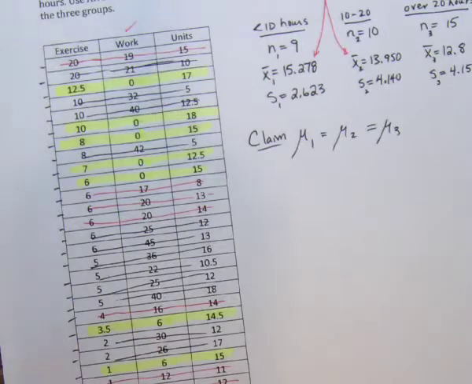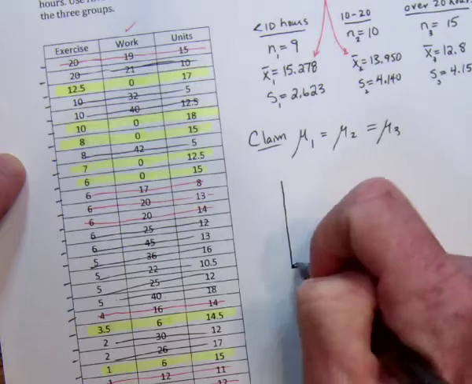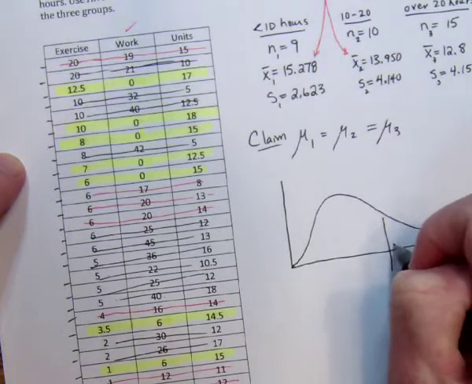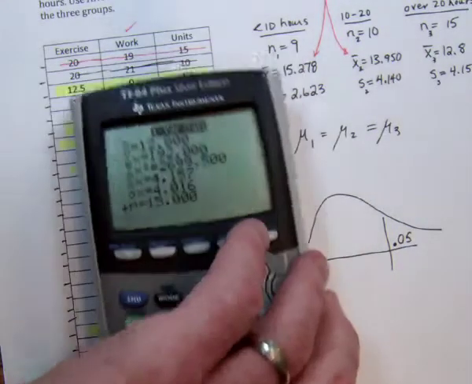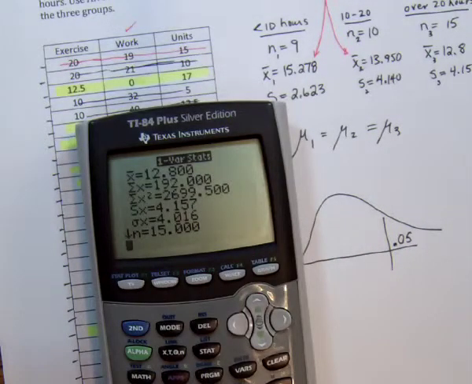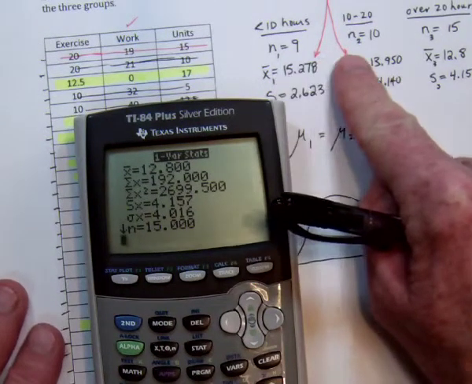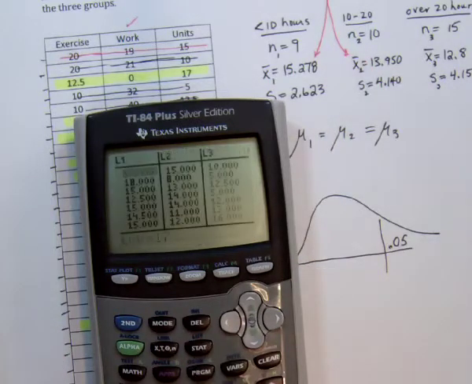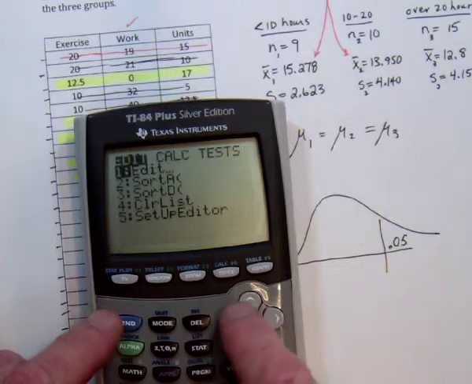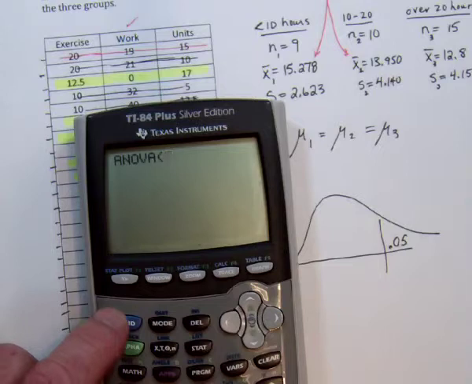All right, then for the last part, it is the picture. We're using 0.05. Then we need from the calculator. Notice in this one also the sample sizes are not the same size. That's okay. You just put the numbers in the list like we have, and then ask the calculator to run the ANOVA test, and it knows what to do even if the size of the lists are not the same.